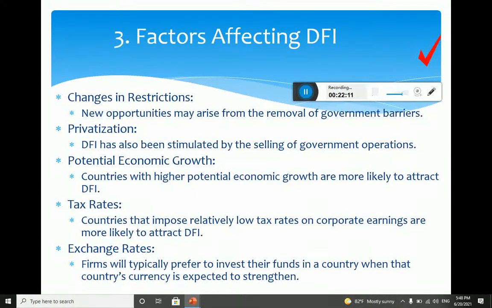Privatization. The second factor is privatization. Direct foreign investment has also been stimulated by the selling of government operations. So the more there is privatization, the more the flow of funds will come. The less there is privatization, the less flow of funds will take place, right?